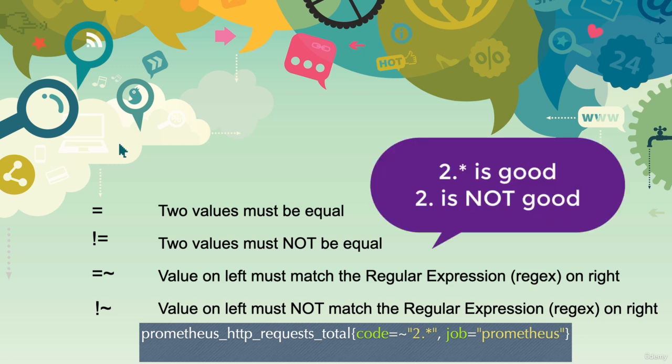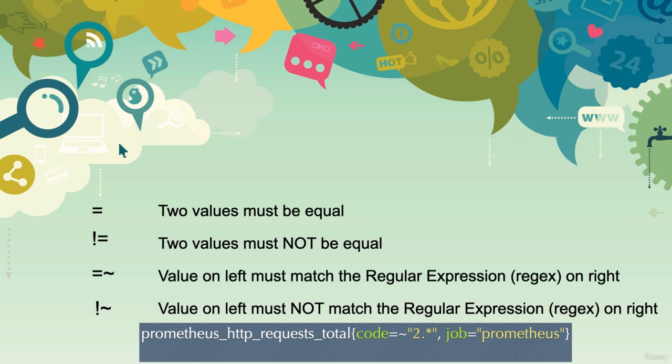Make sure that you never use something like 2 dot. When you write a regular expression, make sure it never matches an empty string, because you may get random weird results from Prometheus. So always make sure you put that star in there if you want to ignore the rest of a string. So we can now go to Prometheus and test this.